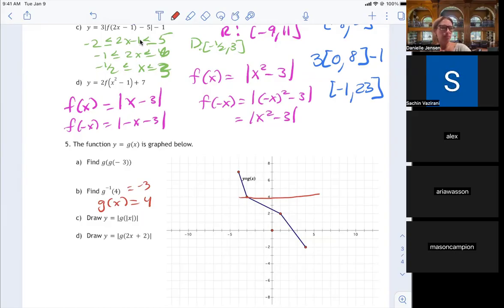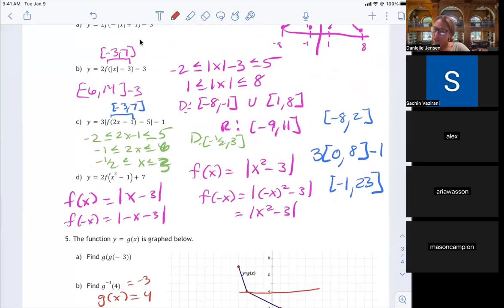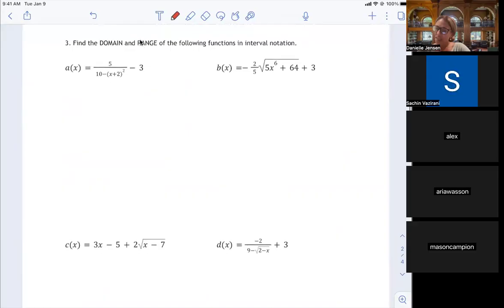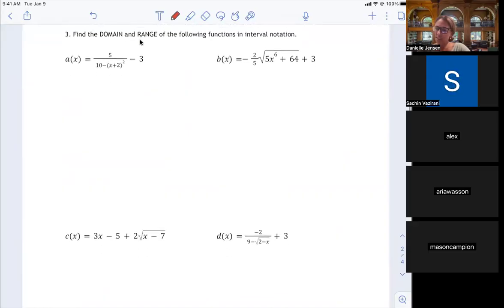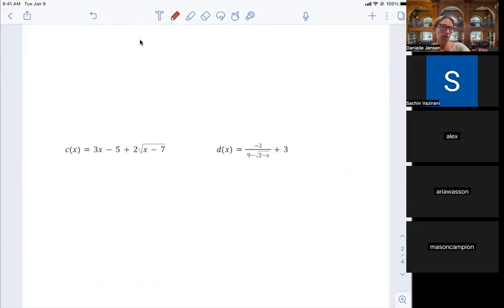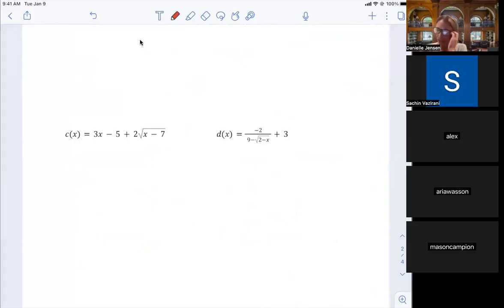Okay, moving along. So that was 5b and then 1. Oh, let's go up to 3. Okay, so domain and range. 3c of x. Oh yeah, this is a good one to do. And then we can go to 1c too. All right, so domain, what's the only thing I have to worry about here? The square root not being negative. Yeah, so x minus 7 greater than or equal to 0, so greater than or equal to 7. So domain would be 7 to infinity.